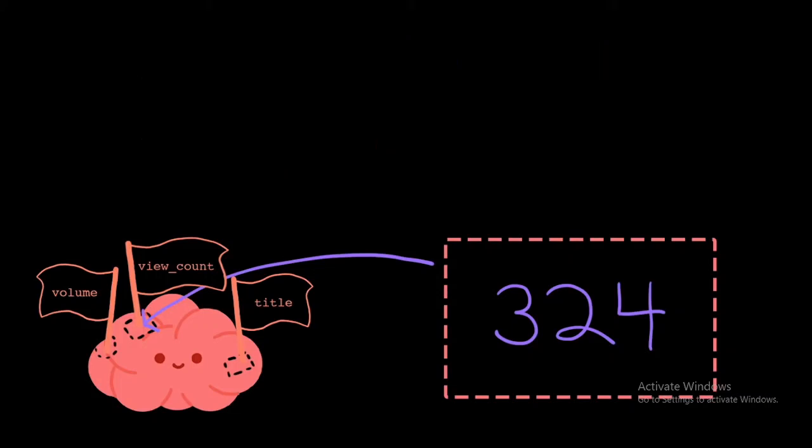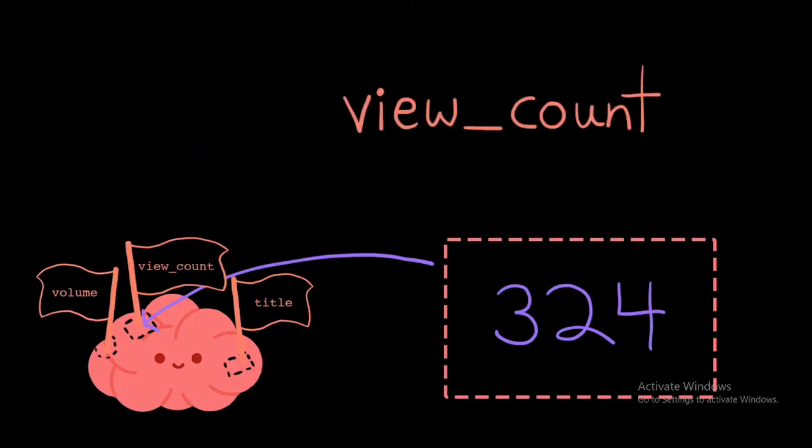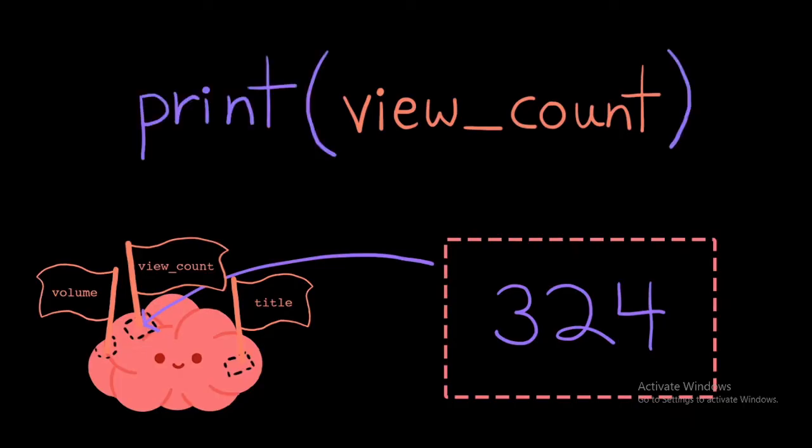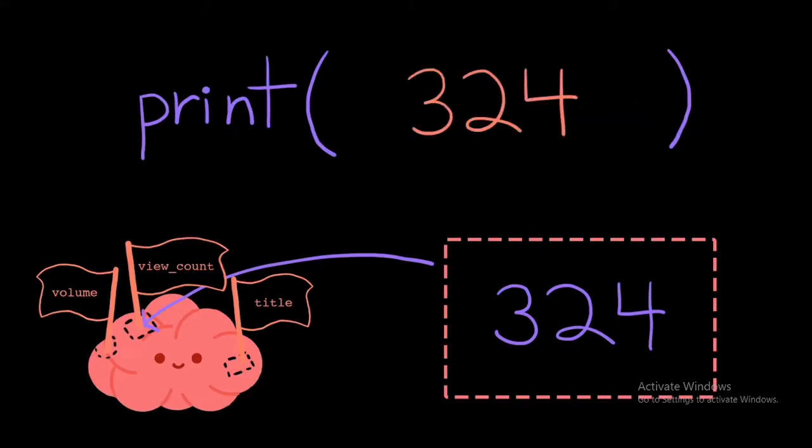Anytime we want to access the value stored at a location, we can ask the computer to retrieve it by giving it the name. For example, if I had the instruction print view count, the computer would go find the memory location view count, grab the value stored there, and substitute it in. So this would print 324.